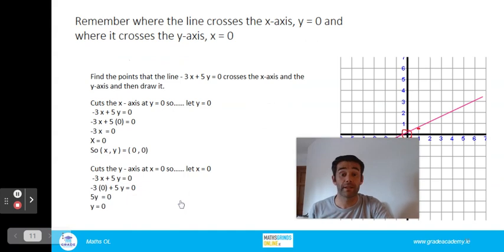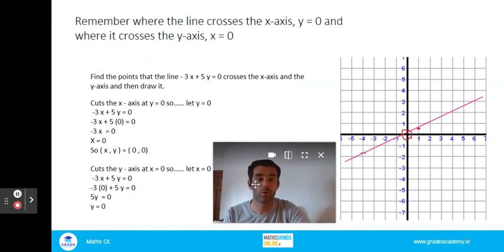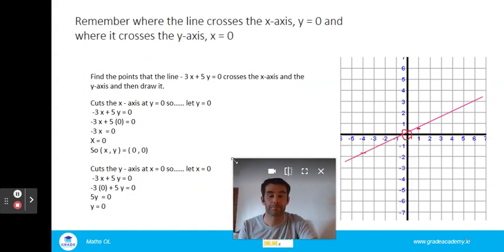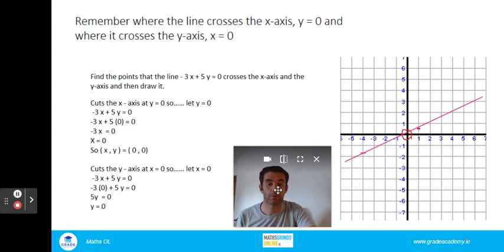Now, about drawing lines or graphing lines. Remember when the line crosses the x-axis, y is equal to 0. And where it crosses the y-axis, x is equal to 0. Okay, here's a question. Find the points where the line minus 3x plus 5y equals 0 crosses the x-axis and the y-axis, and then draw it.